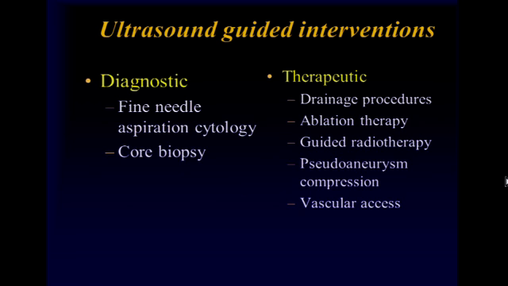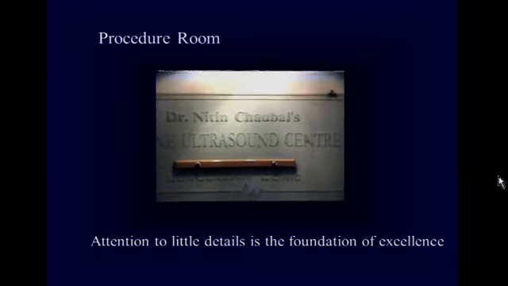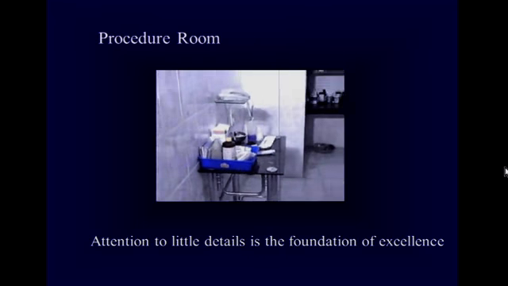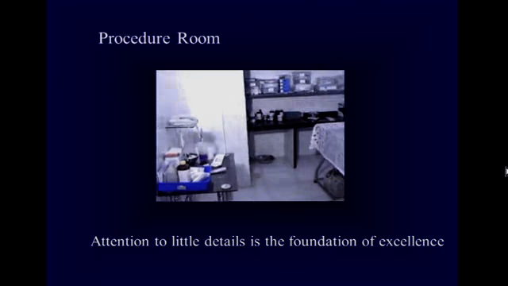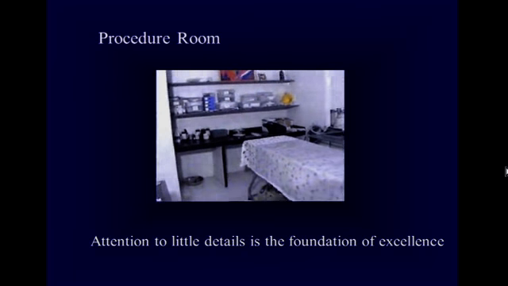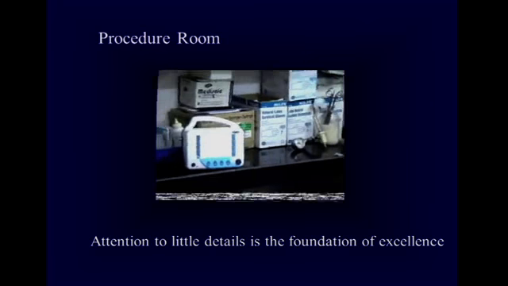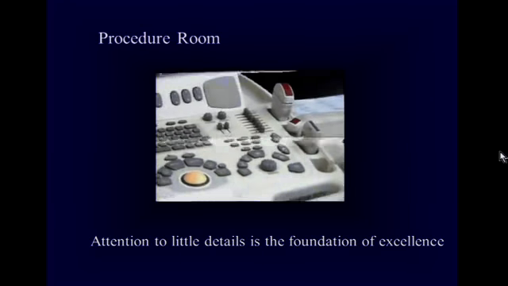So there are two types of interventions: diagnostic, which includes FNAC and core biopsy, and therapeutic, which are mainly drainage procedures, ablations, radiotherapy, etc. We will just go through some of those which are done routinely. Now it's very important that we do the procedures in a proper procedure room which has basic facilities with all the needed instruments and basic patient monitoring devices as well as basic resuscitation equipment.